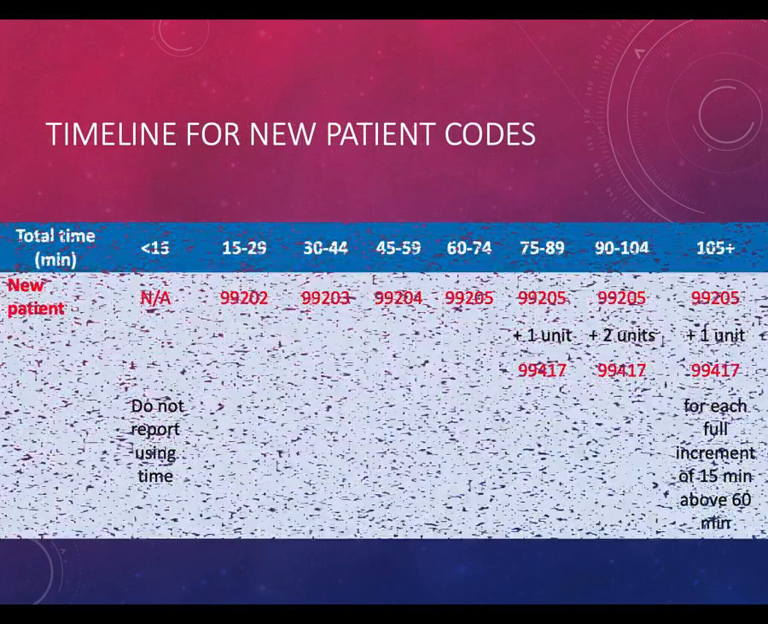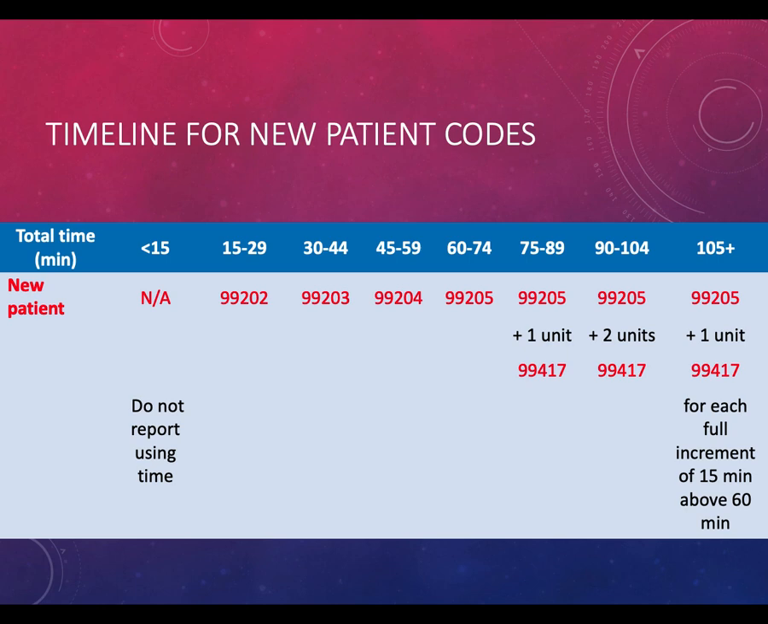When total time is selected to choose the code, the timeline for new patients starts at 15 minutes. Less than 15 minutes is not reportable using time. The timeline is part of the E&M summary guide, and so have this with you until you memorize the minimum times.